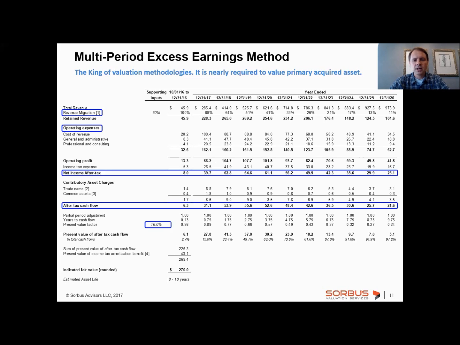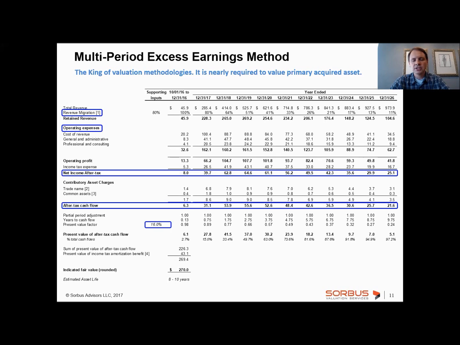And we carve out the part of the forecast that can be attributed to one particular intangible that we're trying to value. So in this case, you'll see that you have a revenue line at the very top, and that's the total business revenue line.